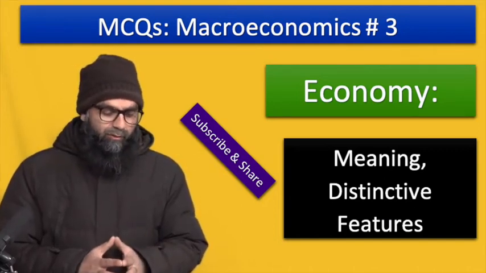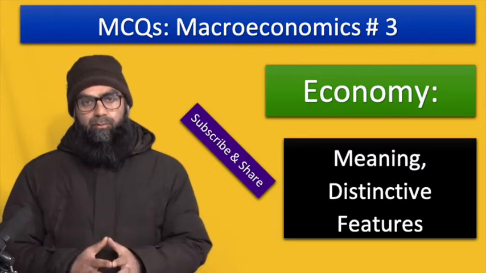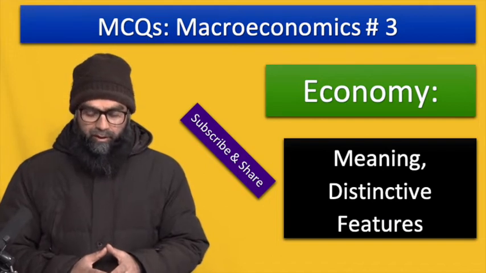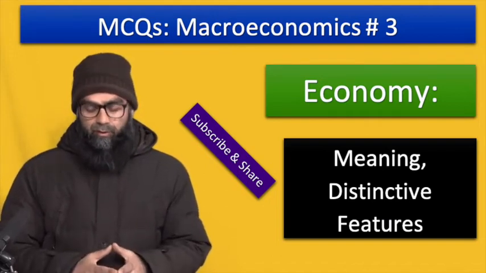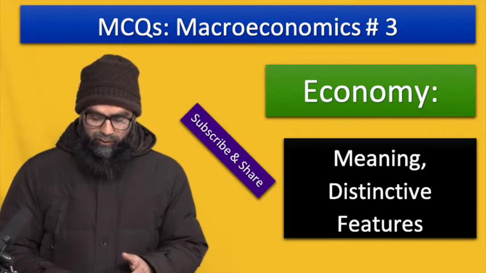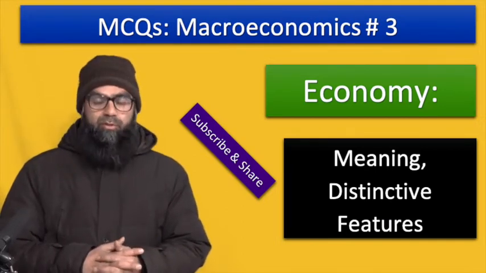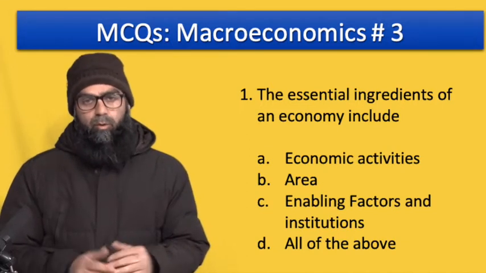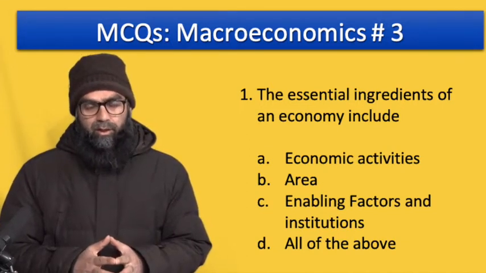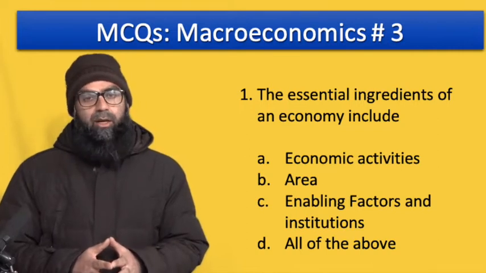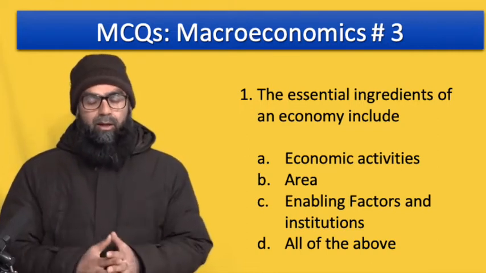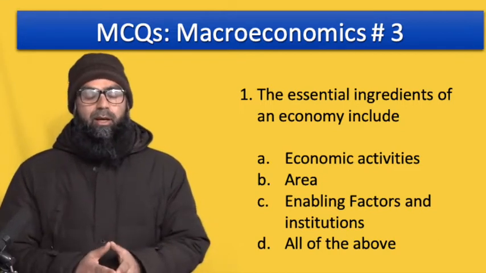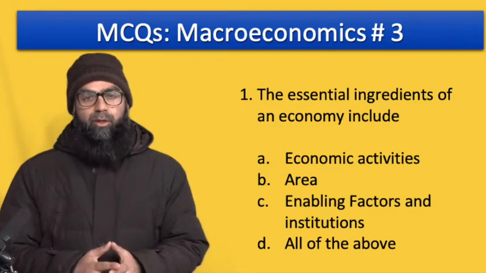Now we are going to have a very brief session of MCQs on the issues that we discussed in our third lecture, and we straight away begin with our first MCQ. The first MCQ is: the essential ingredients of an economy include. What are the essential ingredients of an economy? The first option is economic activities, the second is an area, the third is factors and institutions, and the fourth option, D, is all of the above.